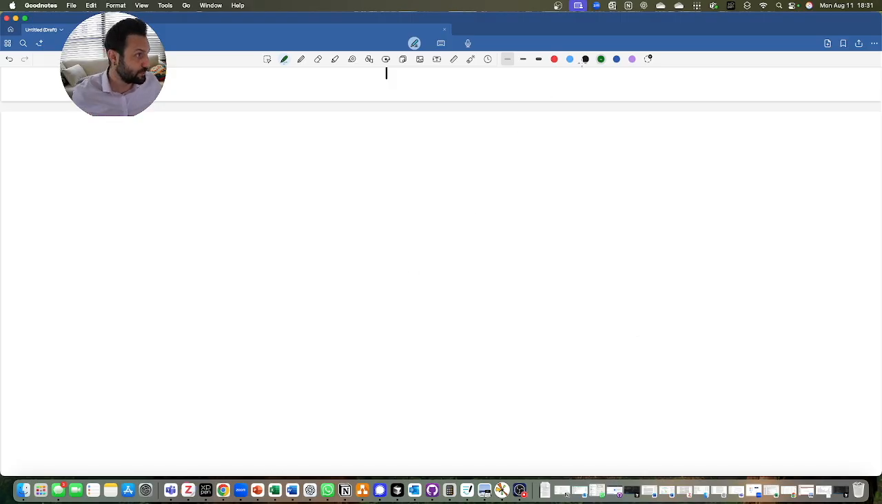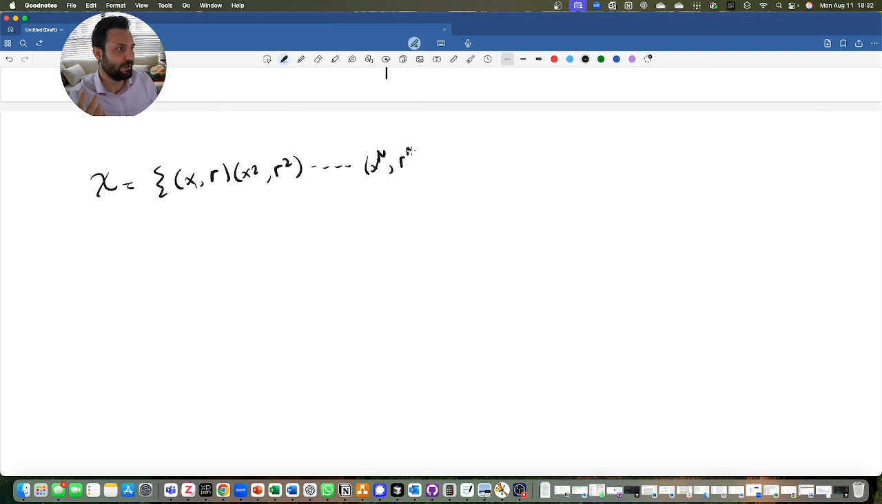Now, in order to do that, let's go ahead and check our data set, right? So my data set was, again, the same thing. I have X1, R1, X2, R2, and so on. So these are X of n, R of n.